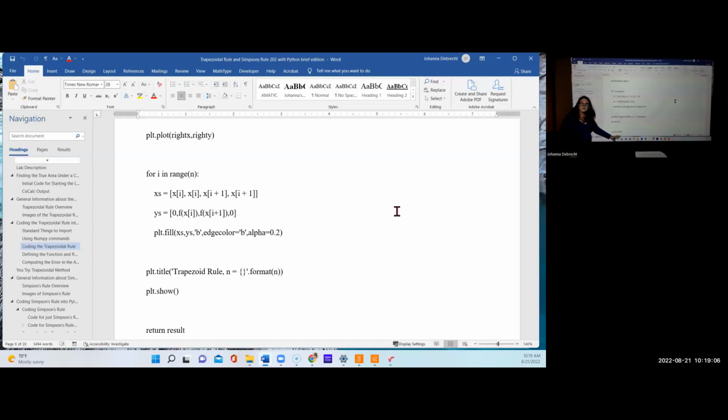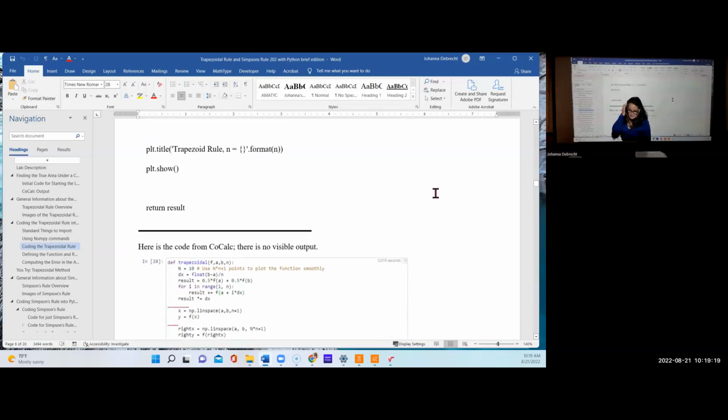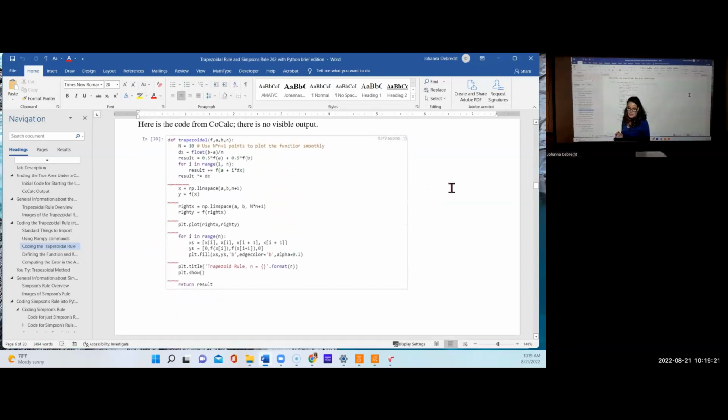The last thing you want to do is you want to see the approximation for the area under the curve, which was the last value that got stored under result. So then you return result. So this is basically the code. And here's what it looks like when you put it into CoCalc.